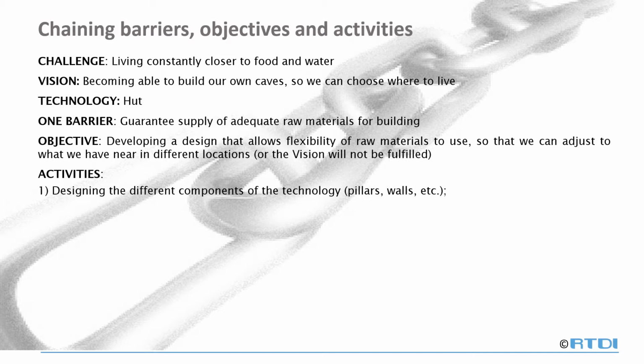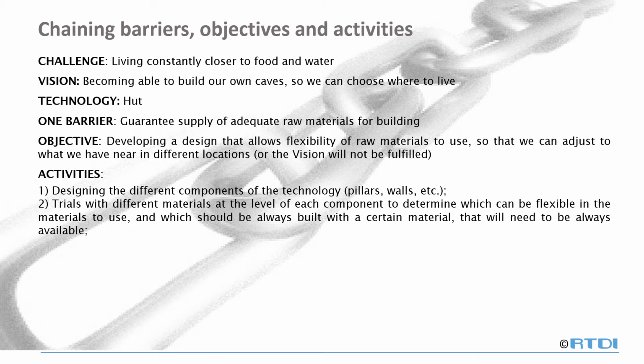And once we have the objective clear, we can define the activities, designing the different components of the technology, the pillars, the walls, the roof, etc. Trial with different materials at the level of each component to determine which can be flexible in the materials to use, and which should be always built with a certain material that will need to always be available. Maybe, for example, the pillars need to be built with wood always, or stone, or there are only 2 or 3 materials that we can use for the pillars, while the walls are much more flexible. We could use mud, we could use leaves, we could use wood, stone, or many other alternatives. And then we build and test prototypes.